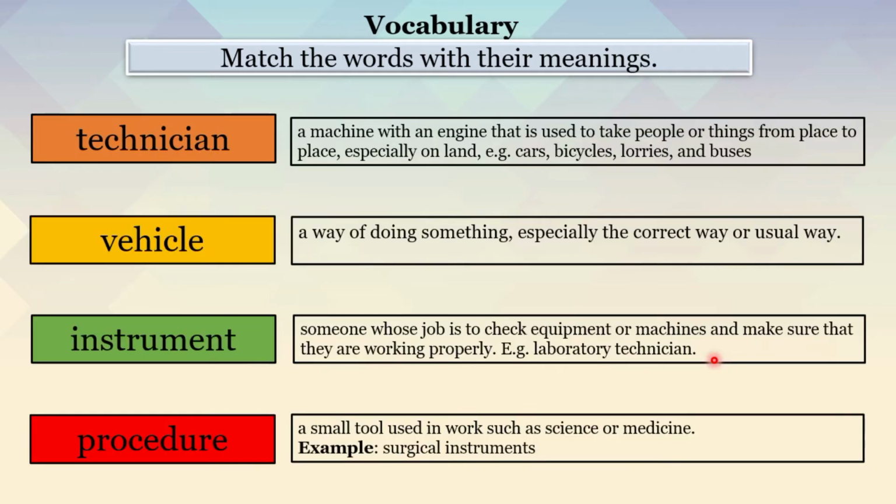Moving on, we have 4 more words to match. Pause the video and read through the words and the meanings and match them. Now let's check the answers. We have technician. A technician is someone whose job is to check equipment or machines and make sure that they are working properly. For example, a laboratory technician.